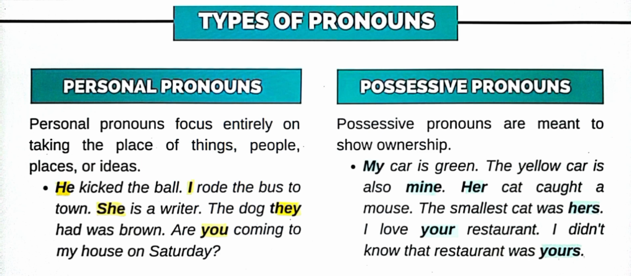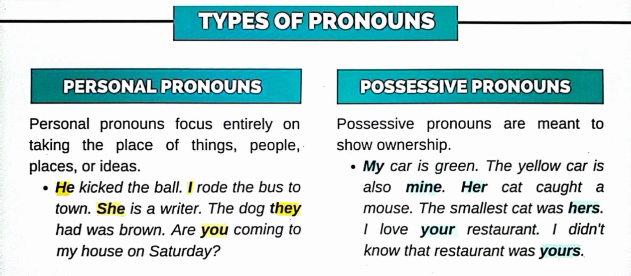"The yellow car is also mine." Here, mine again shows that it belongs to me. It's my possession. I'm the owner of this car. The next word, her. Her again shows possession. Her cat. Whose cat? Her cat. "Her cat caught a mouse." So in this sentence, her is a possessive pronoun. It shows that the cat belongs to her. She's the owner of that cat.